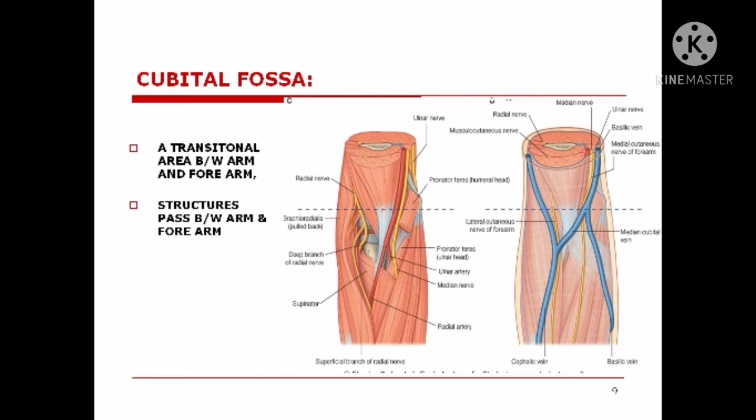The cubital fossa, it is opposite to the elbow joint, and it is a transitional area in between the arm and the forearm. Through it, the various important structures, that is the nerves and the blood vessels, they pass from the arm to the forearm.